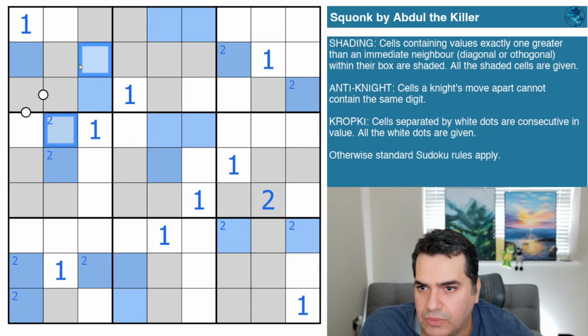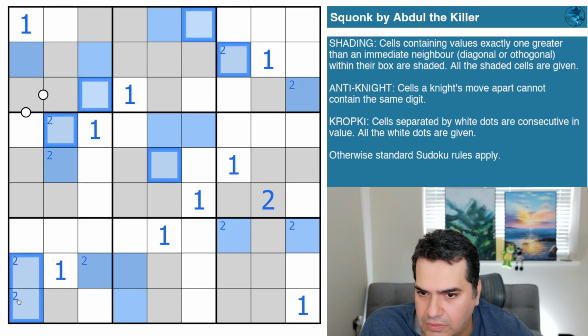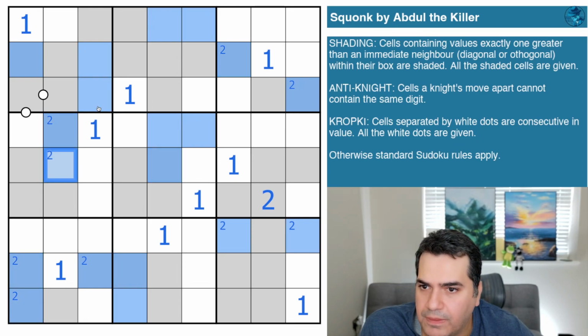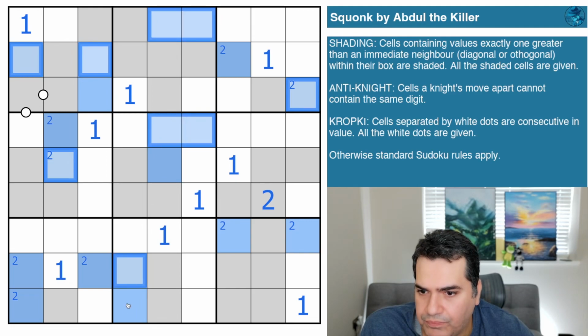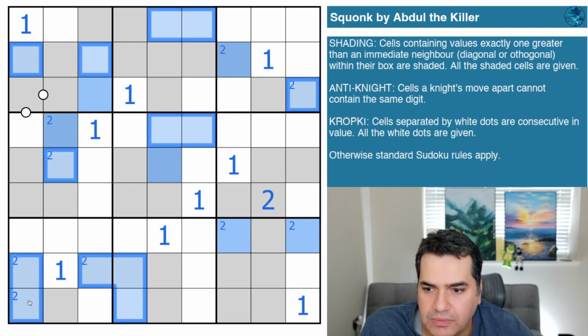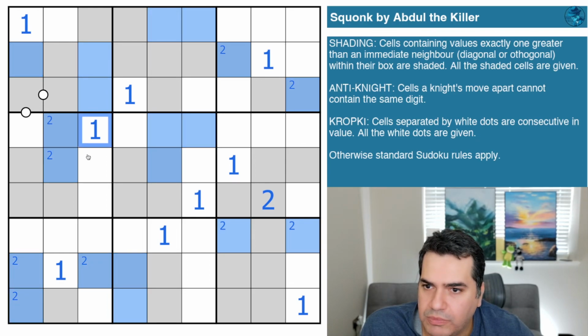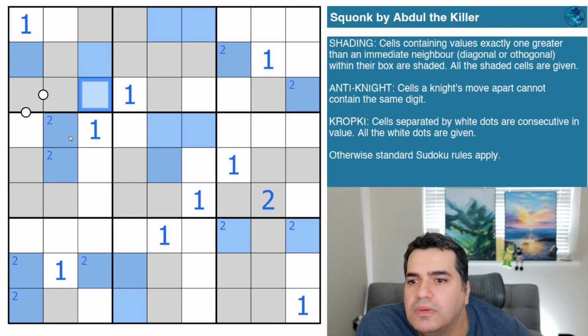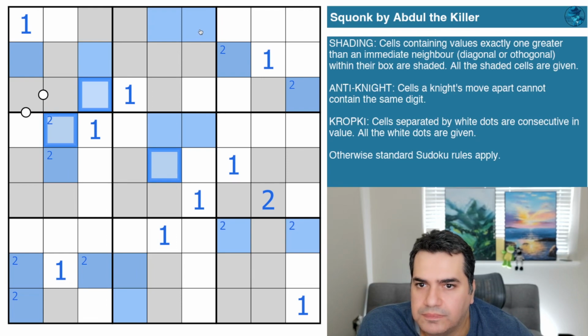Now, if this is a 2, neither of these are. I'm sure I've already done this before. That's not a problem. This would force one of these, one of those, one of these, one of these, one of those. Yeah. This is as small as we're going to make it. Can I eliminate this one at all? Short answer is also no.